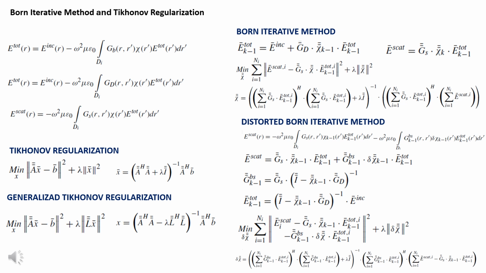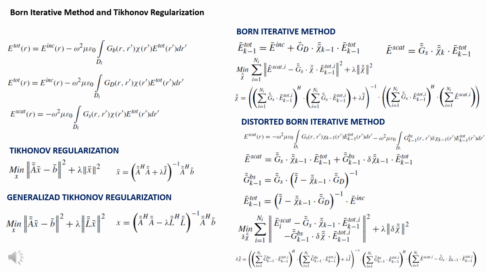On the other hand, DBIM follows a similar approach to BIM but updates the background medium's Green's function at each iteration. The method reconstructs the difference between the current and previous contrast functions, delta χ_k-1 equals χ_k minus χ_k-1. The data equation here includes terms for the scattered fields caused by both χ_k-1(r) and delta χ_k-1(r), with the background medium being related to χ_k-1(r). Tikhonov regularization is again used to solve the optimization problem at each iteration.